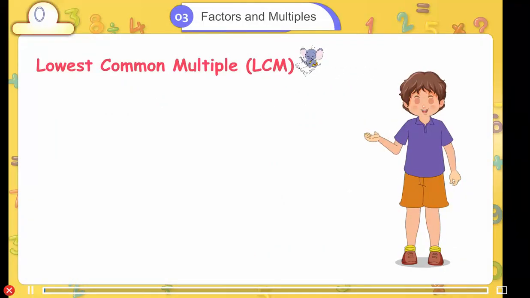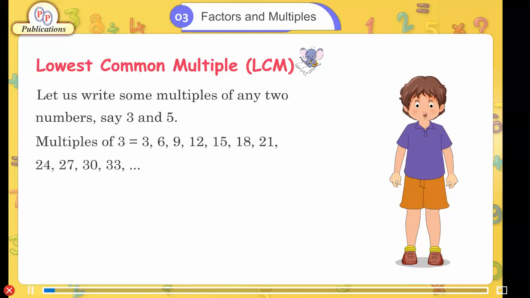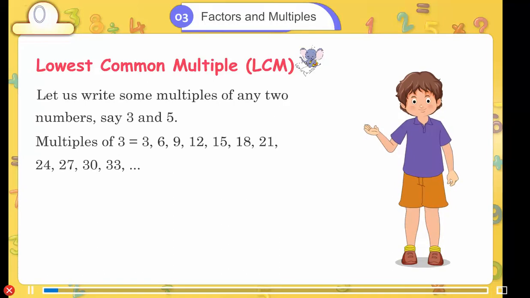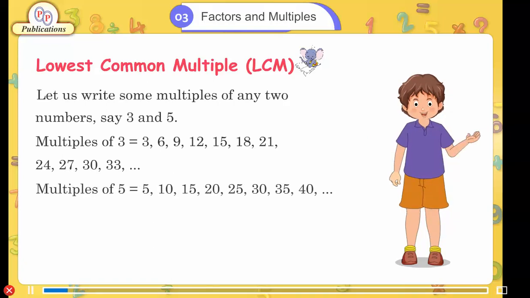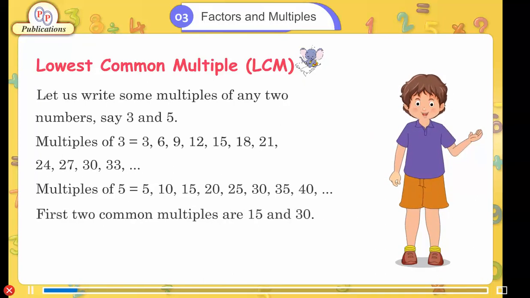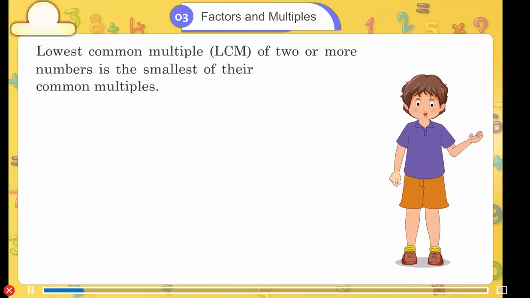Lowest common multiple, LCM. Let us write some multiples of any two numbers, say 3 and 5. Multiples of 3 are 3, 6, 9, 12, 15, 18, 21, 24, 27, 30, 33. Multiples of 5 are 5, 10, 15, 20, 25, 30, 35, 40. First two common multiples are 15 and 30. Lowest common multiple is 15. The LCM of two or more numbers is the smallest of their common multiples.